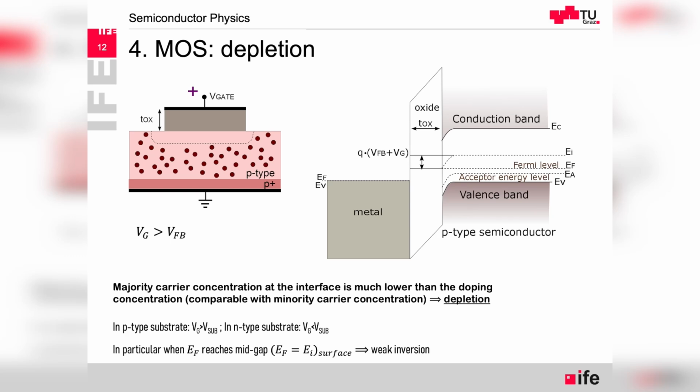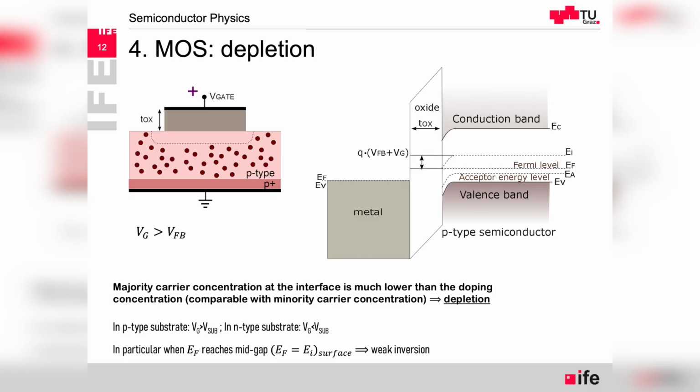And that means the bands are bending in the opposite direction. So close to the gate, the semiconductor is more intrinsic-like, and we have fewer holes. So in a P-type substrate, it will be with gate greater than the substrate, but in the N-type, it will be the opposite: the gate has to be negatively biased, and then we're talking about repelling the electrons from under the gate in order to create this depletion region.